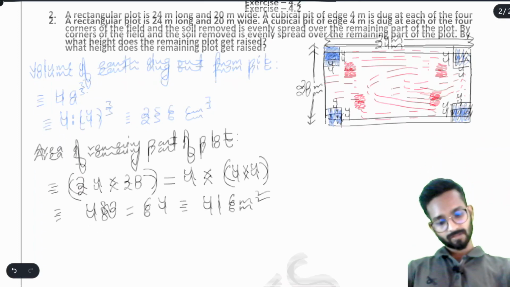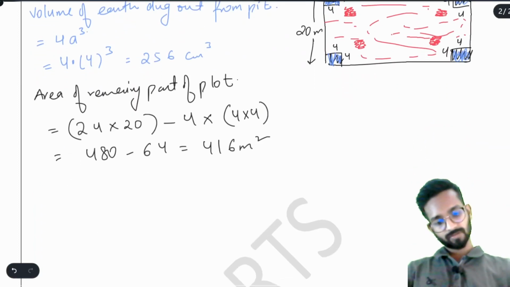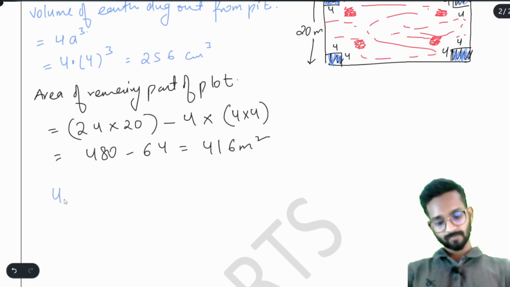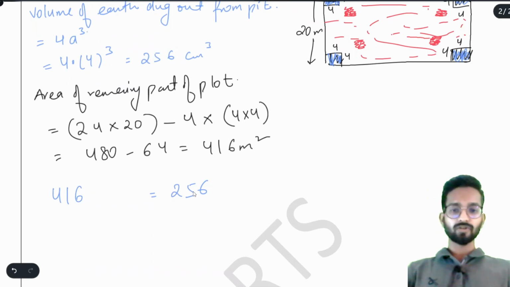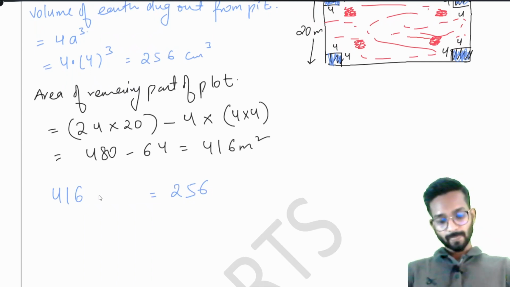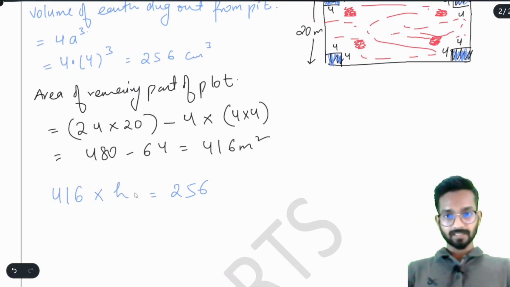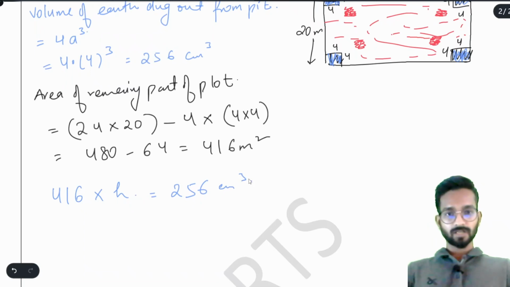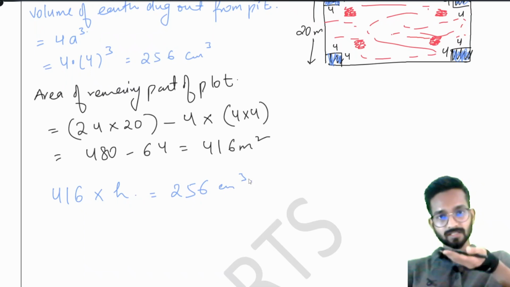Now if I tell you that the area of this will increase, see, this area will increase, and after increasing it will be equal to 256, the height which is increased, that will be the 256 only. So 416 meter square is the area. If multiplied with the height, that will be your 256 centimeter cube, understood? The height which is increased, what is that height?